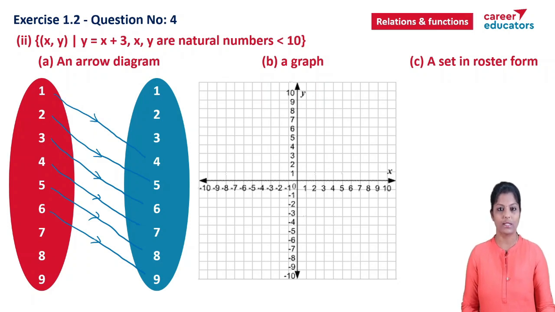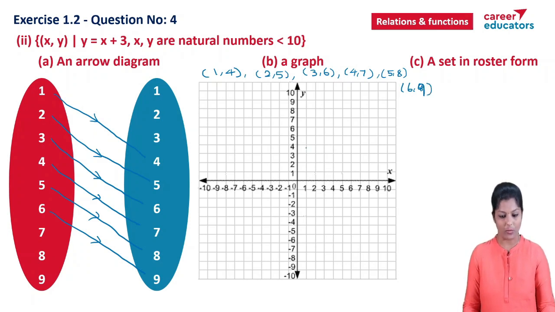Next we have to represent this relation by graph. We have to mark the coordinates (1, 4), (2, 5), (3, 6), (4, 7), (5, 8) and (6, 9) in a graph. In x-axis 1, y-axis 4, here you have to mark (1, 4). In x-axis 2, y-axis 5, here you have to mark (2, 5). In x-axis 3, y-axis 6, here you have to mark (3, 6).